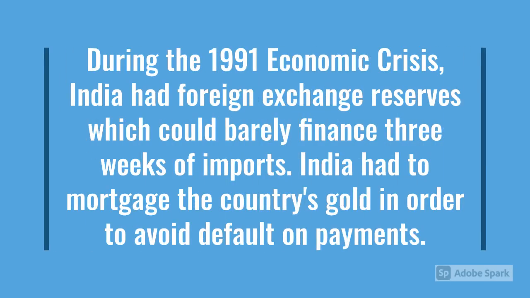During the 1991 economic crisis, the primary reason of the 1991 economic crisis was that India's foreign exchange reserve had come down drastically. They were barely sufficient enough to pay for 3 weeks of imports. And due to India's low credit rating, no one wanted to lend foreign currency to India. So India had to mortgage the country's gold in order to get foreign currency and to avoid default on its payments.